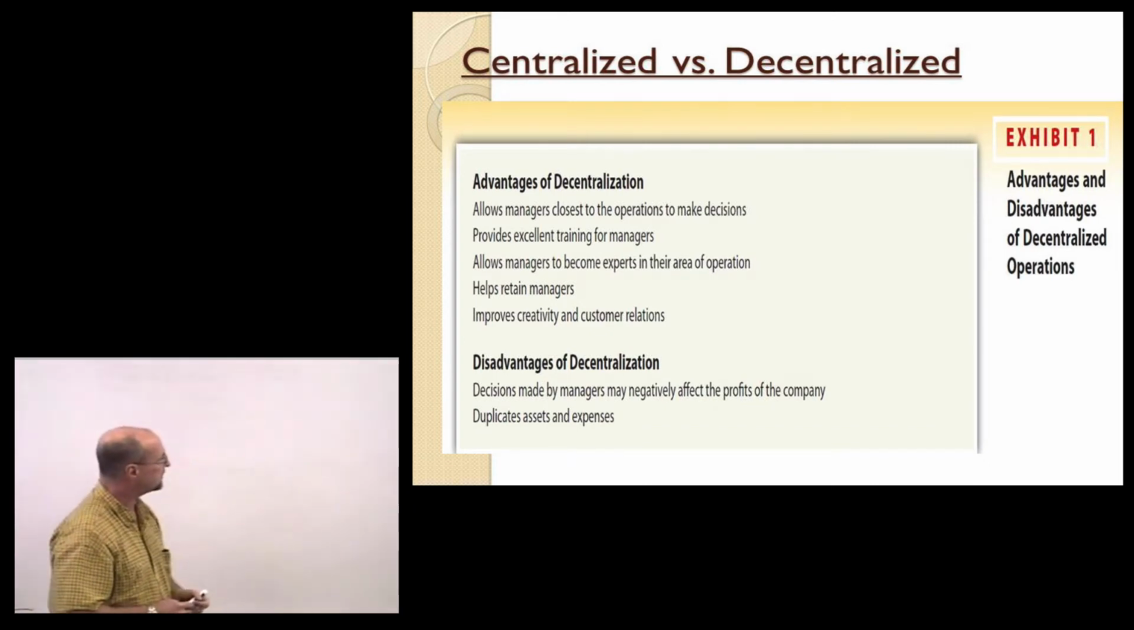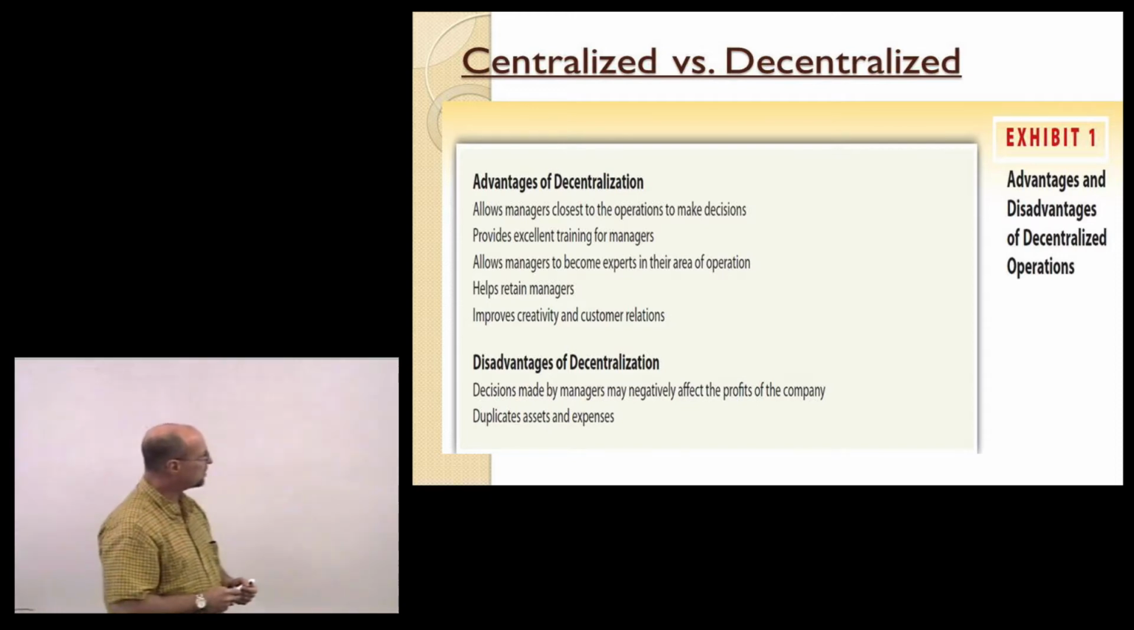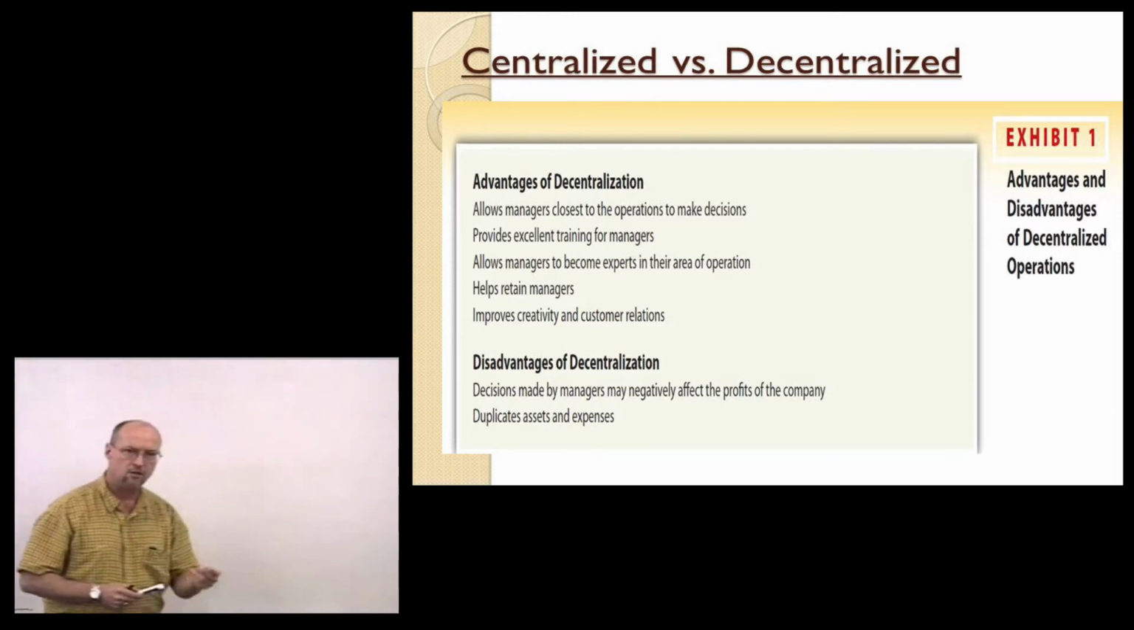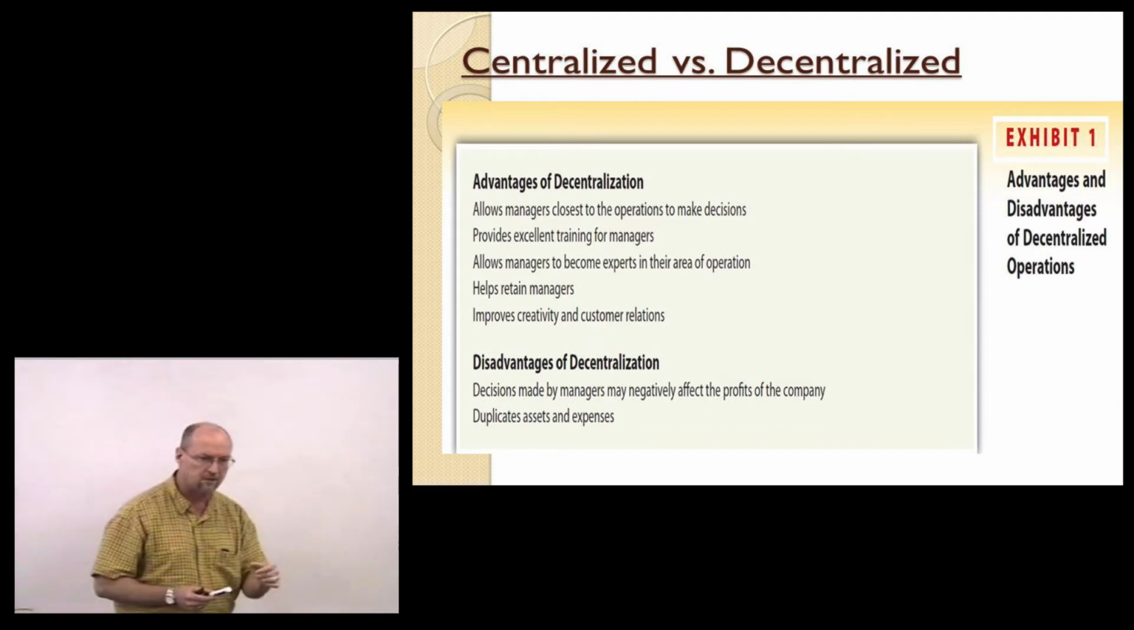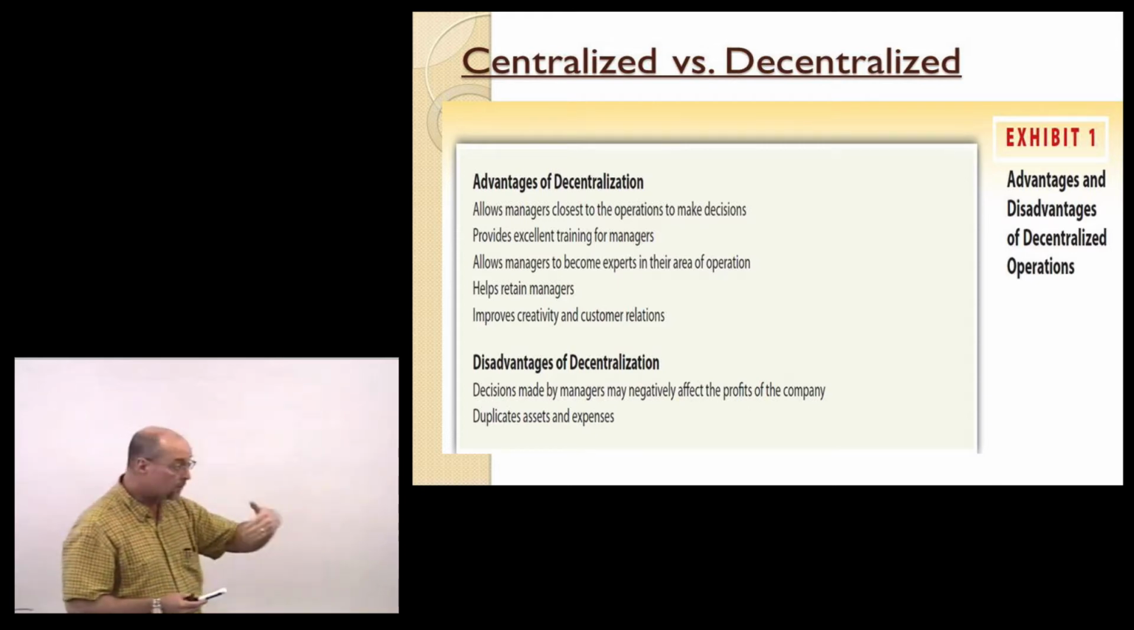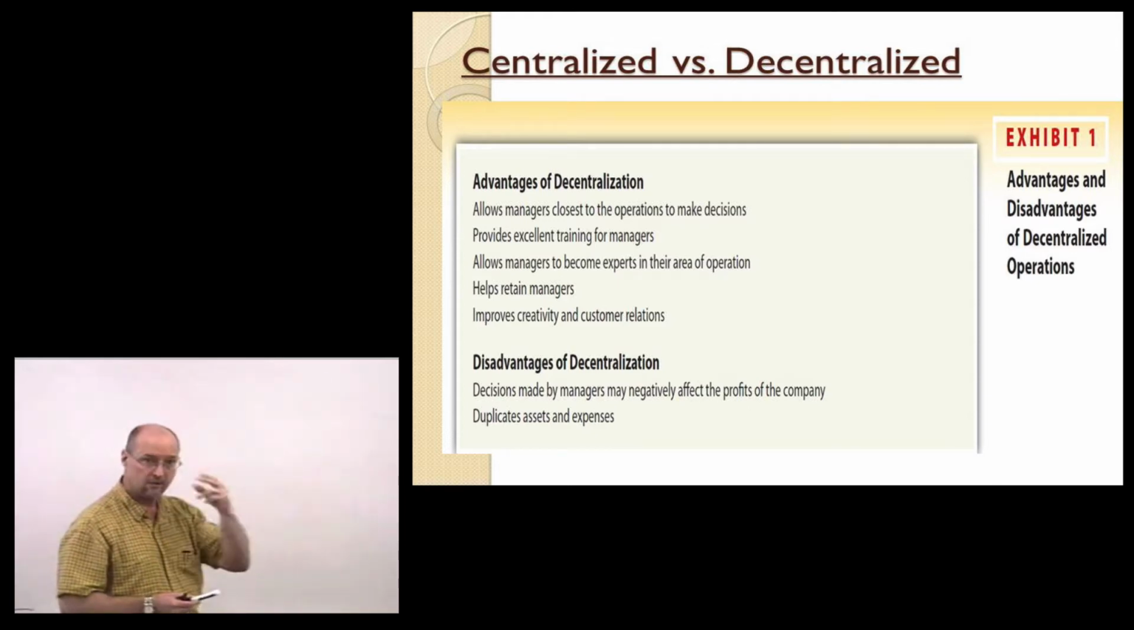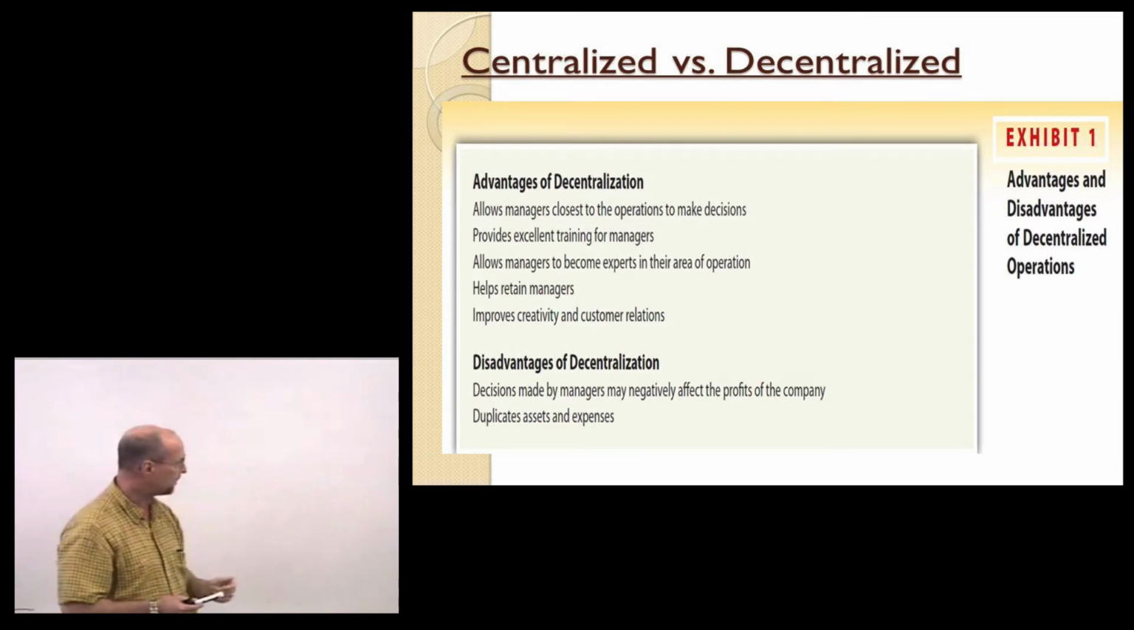Some of the advantages of decentralization, it says, notice it allows managers closest to the operations to make decisions. That means you can turn quicker. You can make decisions based on market data, customer feedback, competition, and you're not waiting to hear back from headquarters, which may be in a different city or a different country. So you can move faster, and that's really important.